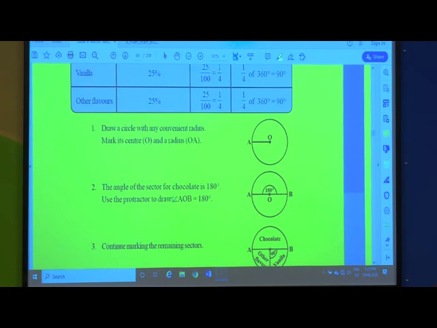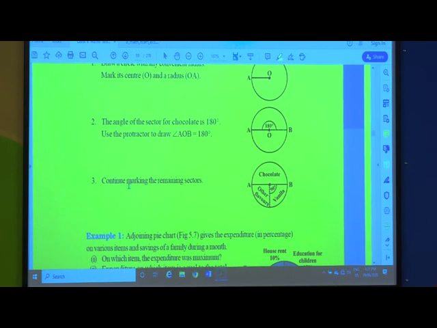Use the protractor to draw angle AOB. Keep the protractor here, it becomes straight. It is 180 degrees.